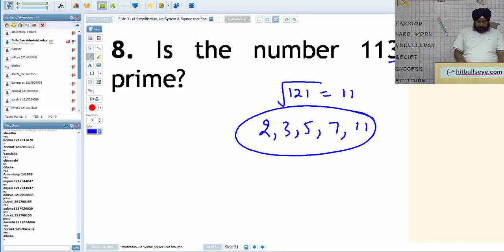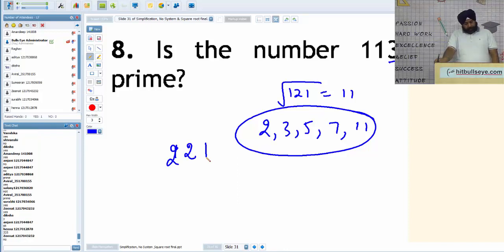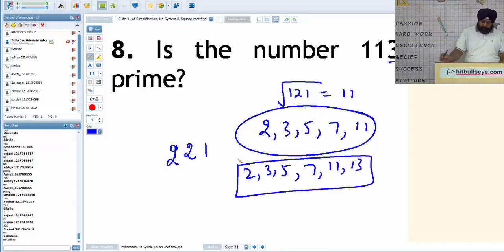I ask, find whether 221 is prime or not. How will you check it? So the nearest perfect square is 225, and the square root of 225 is 15. The primes lesser than 15 are 2, 3, 5, 7, 11, 13. If it is not divisible by any of these then it's a prime. If it is divisible by any one of these, then it is not a prime.